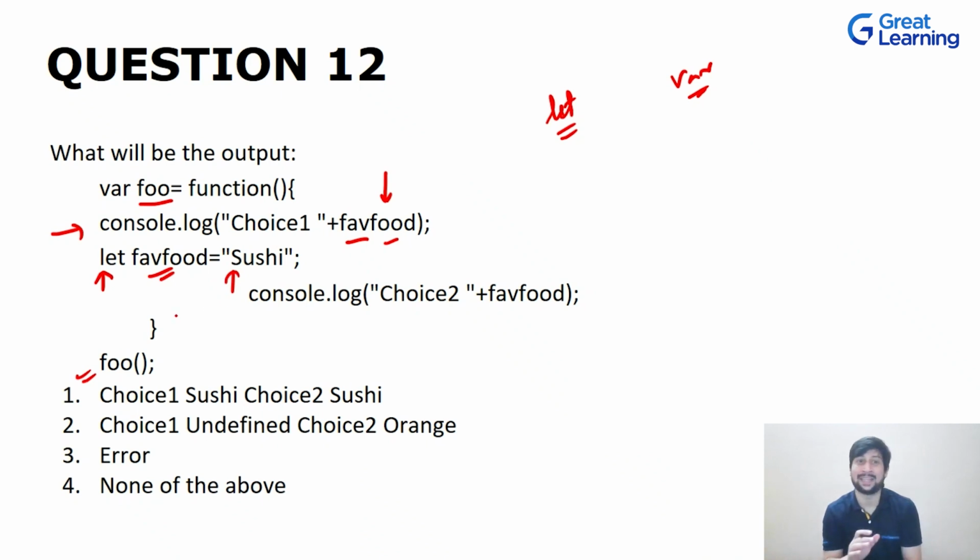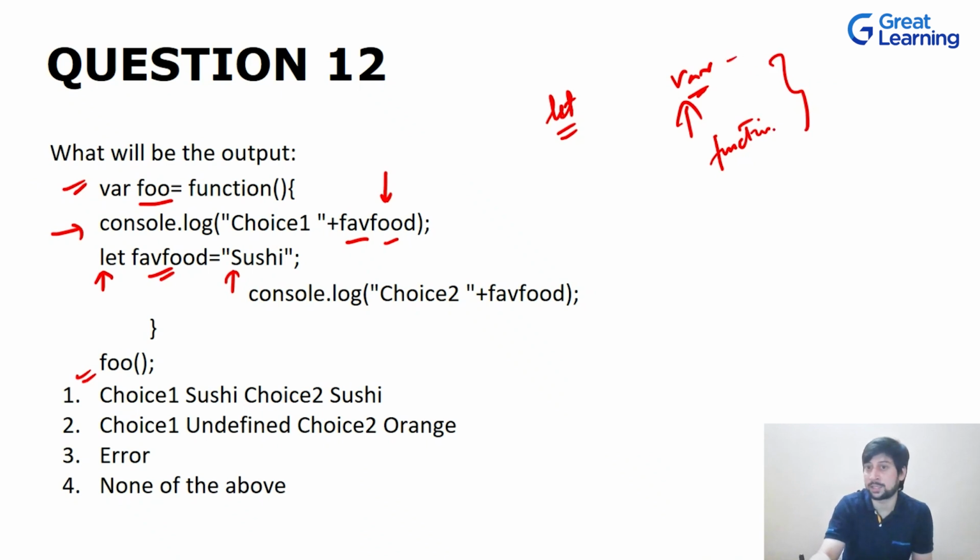Now what will happen in this case? As I told you earlier as well, whenever you define your variables with the help of var keyword or with the help of function expressions, that means these are hoisted. One is partially hoisted and another is fully hoisted. But when you're defining it with the help of let keyword, they will not be hoisted.